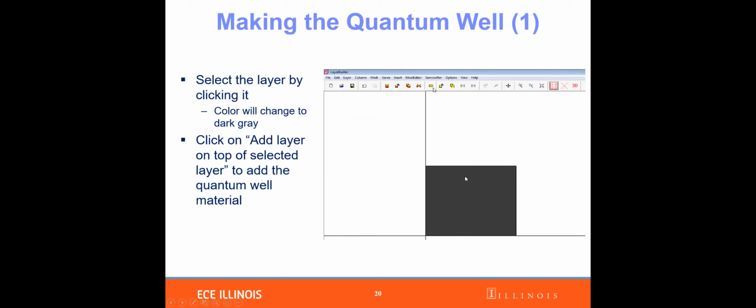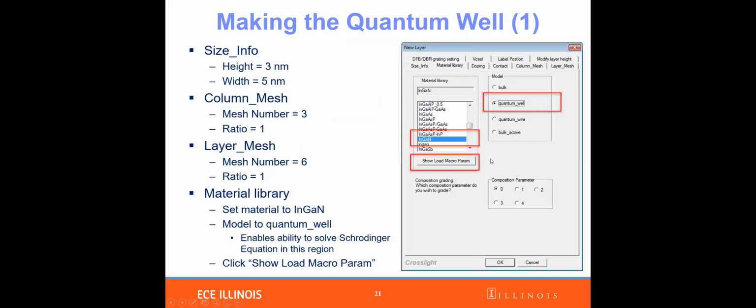Once you select it, you click add a layer, and the layer will be added on top of it. The second layer would be indium gallium nitride, which is the quantum well. Here I provide the information for this layer particularly. In indium gallium nitride, the width is 5 nanometer and height is 3 nanometer. The reason why we put width of 5 nanometer is because our first layer gallium nitride has a width of 5 nanometer as well. So here we put the same width, but the height is 3 nanometer, meaning that we have a 3 nanometer quantum well.